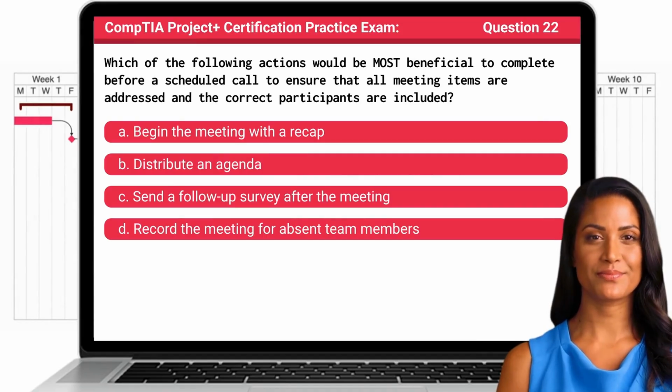Question 22. Which of the following actions would be most beneficial to complete before a scheduled call to ensure that all meeting items are addressed and the correct participants are included?